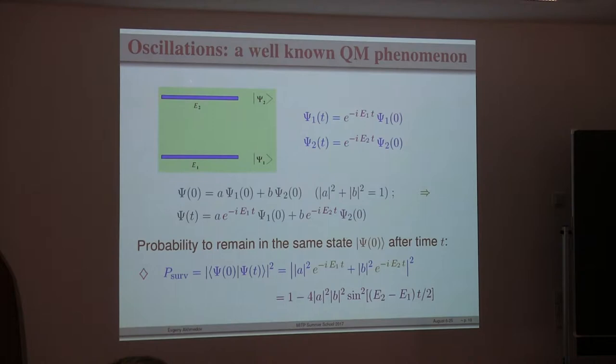If it is initially in one of these two states, it will remain in the same state, because the probability is just given by square modulus of this wave function. Now, assume that we managed to create a state which is not an eigenstate of the system, but a linear superposition, A times Psi1 plus B times Psi2.